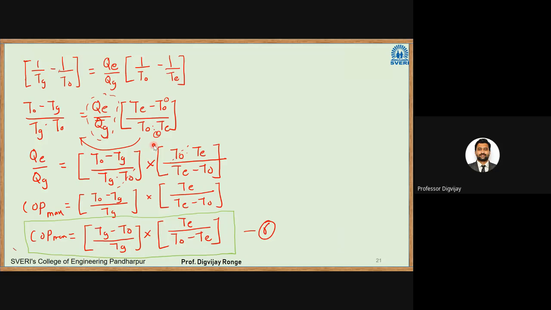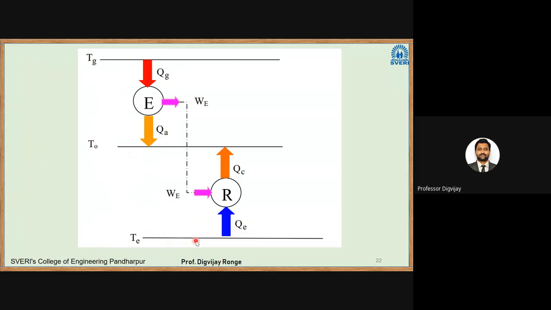Now coming to the next term here, that is TE divided by TO minus TE. This is for the Carnot refrigerator. How is it? I will show you. Here we have TO and TE. There is a Carnot refrigerator which operates between TE and TO. It will take the heat QE from TE, it will require some work, and it will release the heat QC. So the efficiency in this case will be TE divided by TO minus TE.